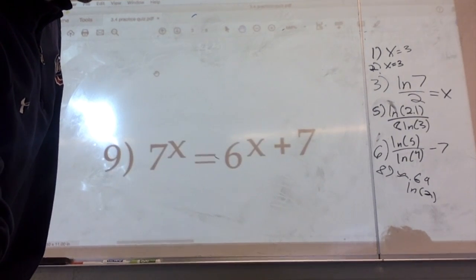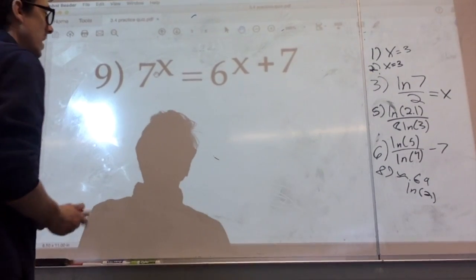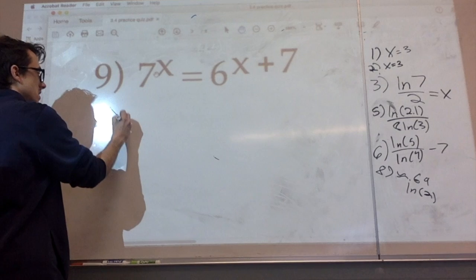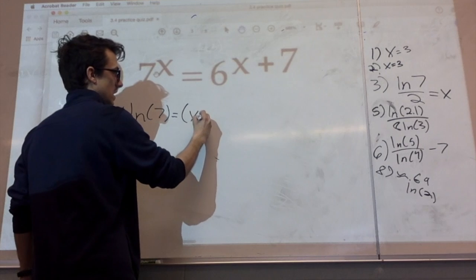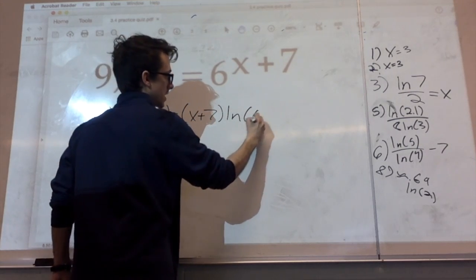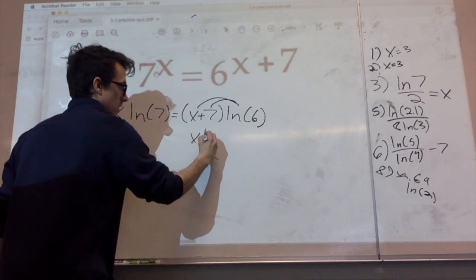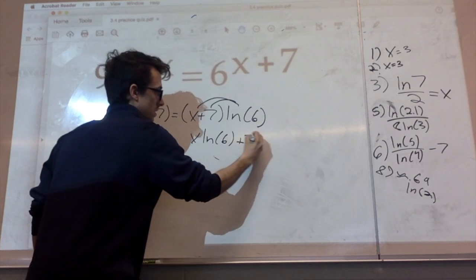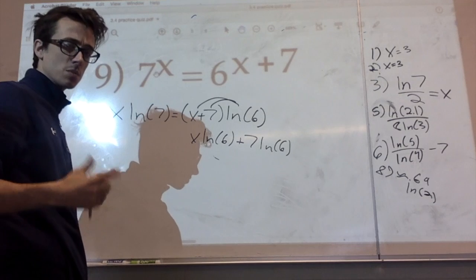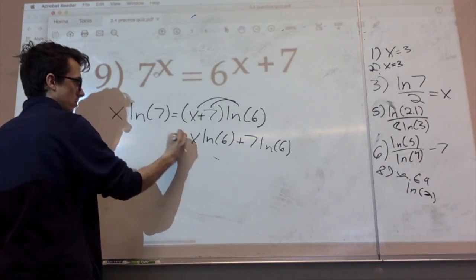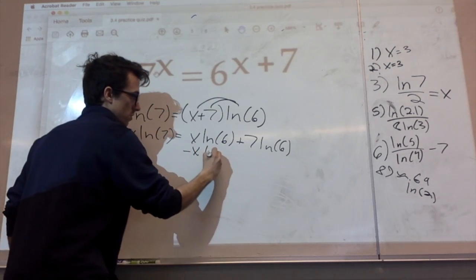Let's keep it going for 9. I'm going to run through this pretty quickly. We have different bases, so you should be rewriting this as x natural log of 7 equals parentheses x plus 7 natural log of 6. If you distribute to here, this gives you x natural log of 6 plus 7 natural log of 6. Move all of your x terms to one side. We'll soon see why. So rewrite the left side. We'll deduct this x natural log of 6.